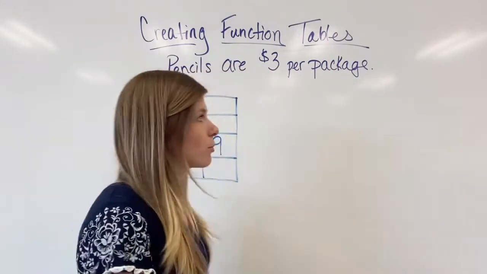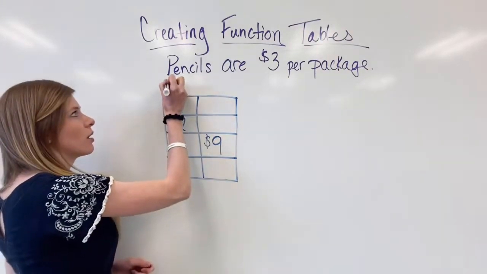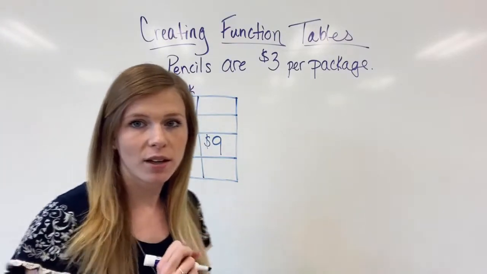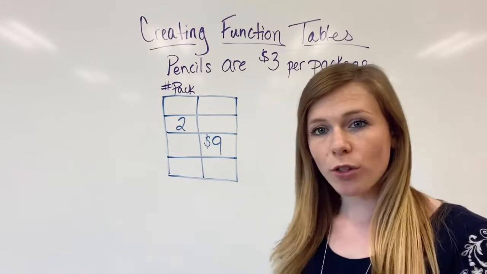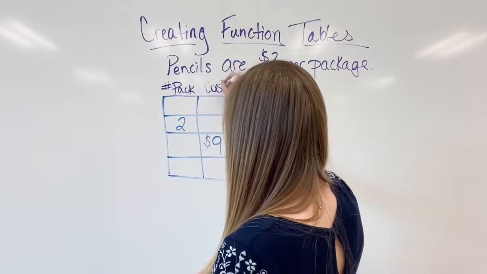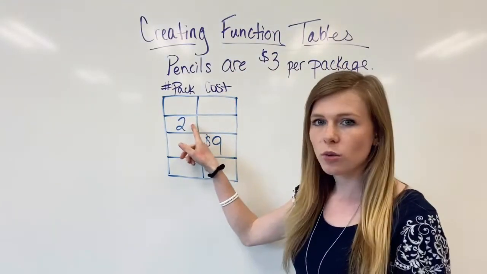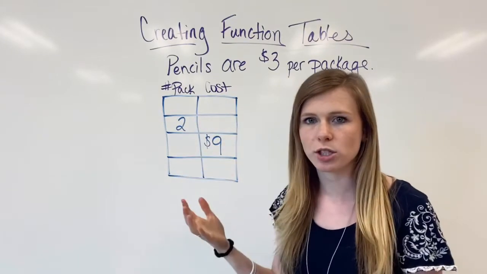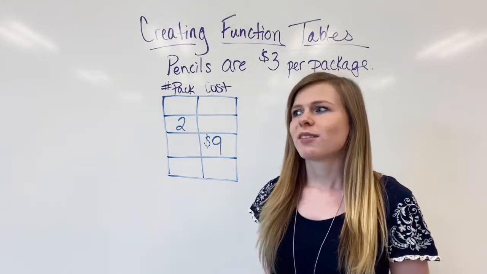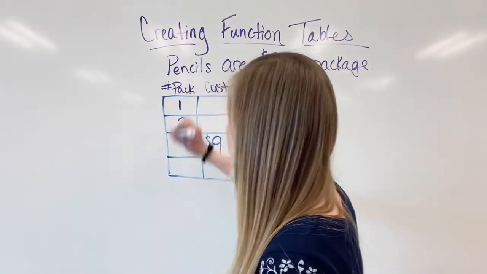So what I am first going to do is I know my input values are going to be the number of packages that are bought. Then looking at the problem further, I know that the right column looks like it's going to be the cost. So it looks like 2 packages. So what would make sense to come before 2 packages? Well, you can't buy 1.5 packages, not normally. Can't really buy 0 because we want the pencils. So I'm gonna put 1 package.